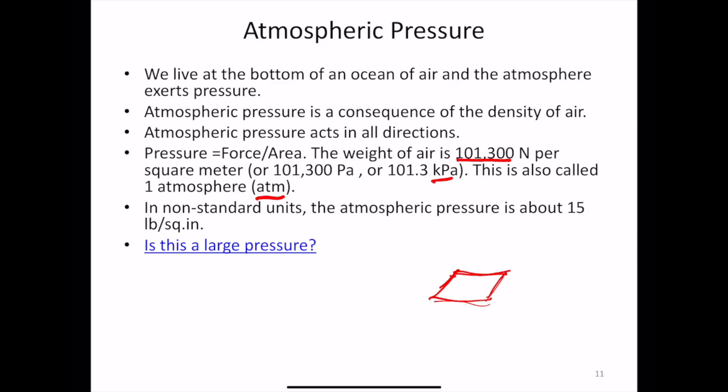Another unit of pressure that you might be familiar with is psi. That's pounds per square inch. You know that pressure is simply force divided by area. So if you measure force in pounds, and if you measure area in square inches, then you get a new unit of pressure. It's pounds per square inch. That's called psi. So in psi, the atmospheric pressure is about 15 pounds per square inch. Right? Okay.